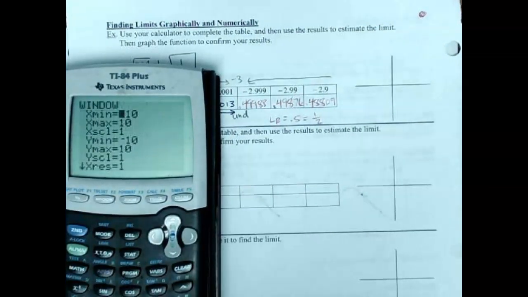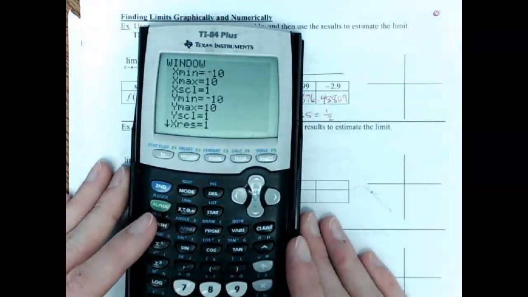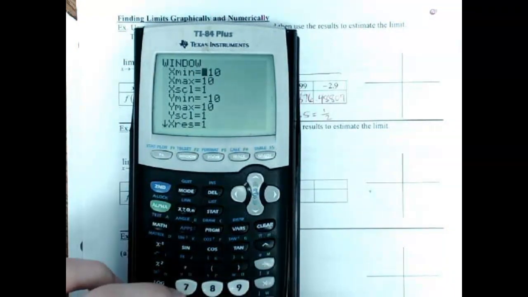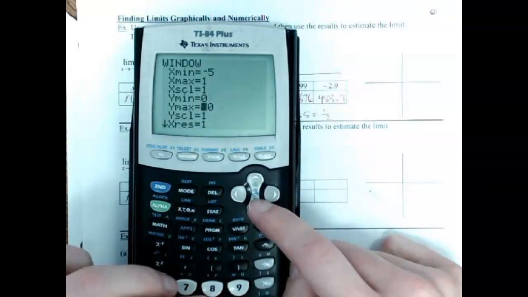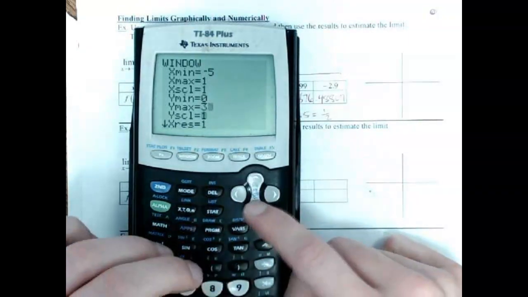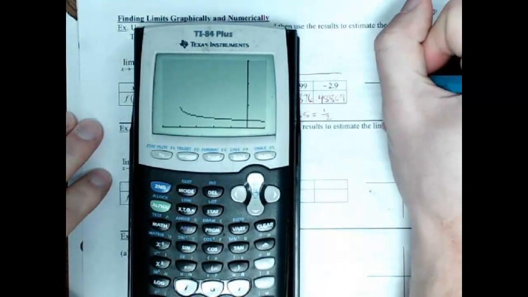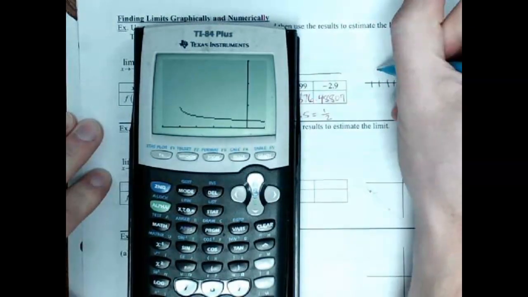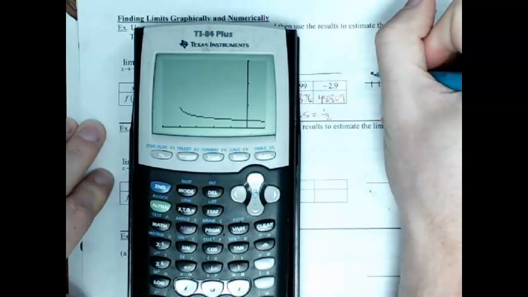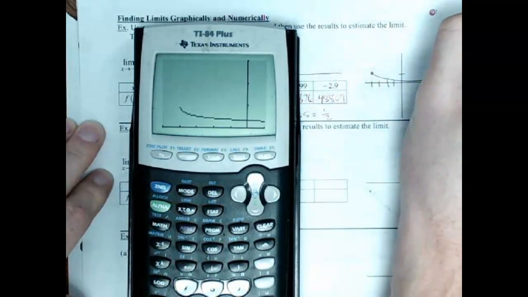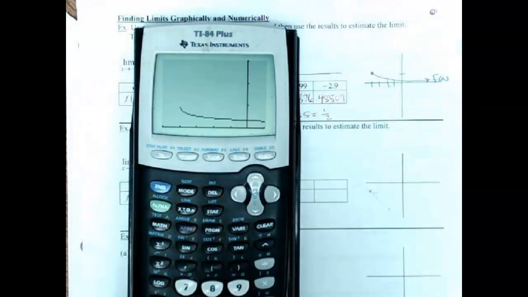I'm going to change the window really quickly because I know the standard -10 to 10 doesn't really get a good picture of the graph. I'm going to do, how about -5 to 1, and then 0 to 3 is probably fine. So if you were to look at this graph, it's going to start here at -4, 1, and then it's going to look something pretty similar to this, except the calculator is kind of misleading you.